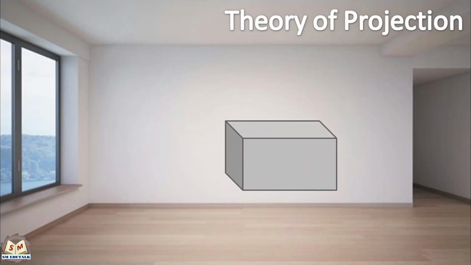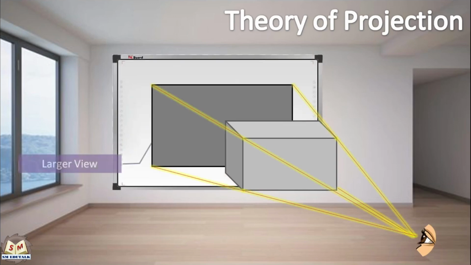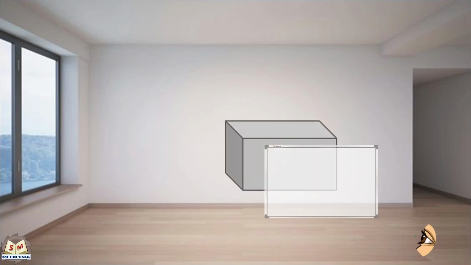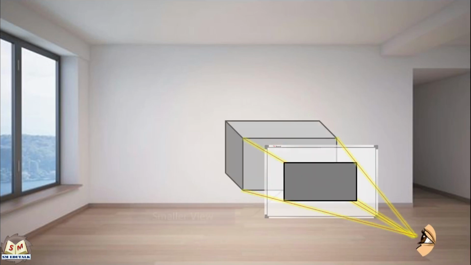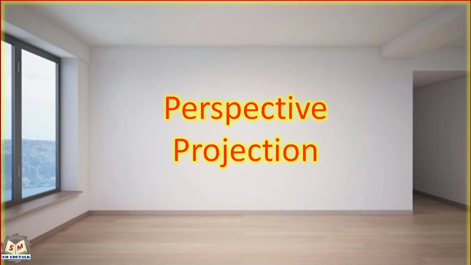When the object is placed in between the observer and the plane of projection, then the view size is larger than the object size. When the plane of projection is placed in between the observer and the object, then the view size is smaller than the object size. This type of projection is called perspective projection. This projection never gives the correct object size on the projected view. So, engineers do not use perspective projection in engineering drawing, but artists can.